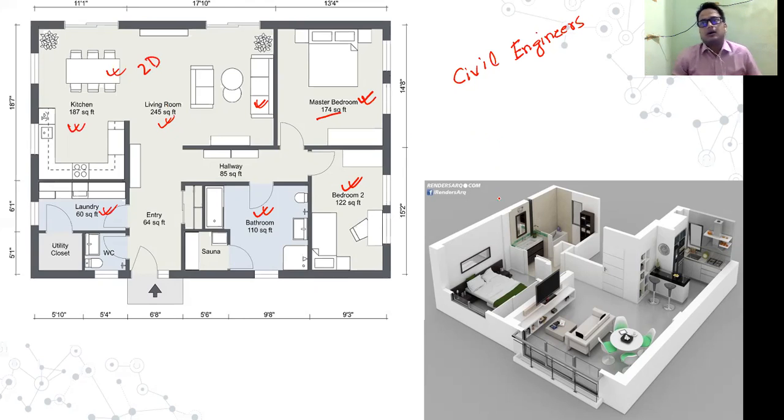On the right hand side, you will see the 3D representation of the apartment as well. Maybe these two diagrams of the flats are different, I'm just showing them for representation. This is used for 2D representation, whereas this is for 3D representation. So this is how engineering drawing or engineering graphics is useful for your civil engineers.